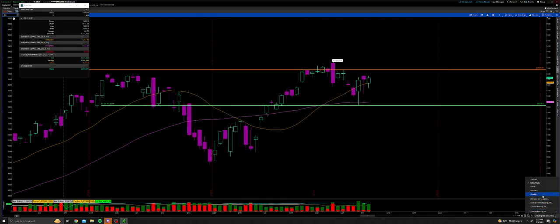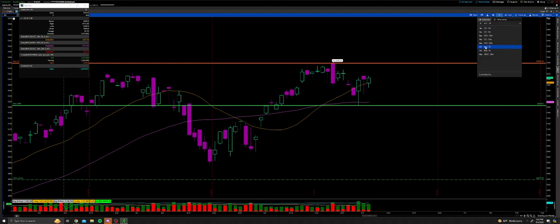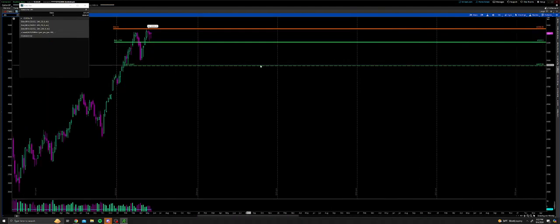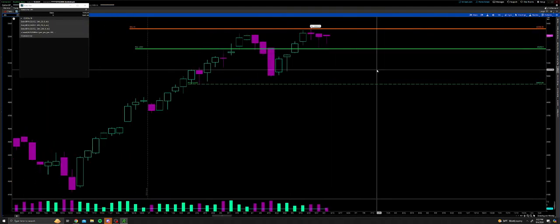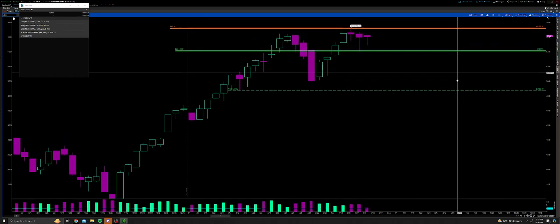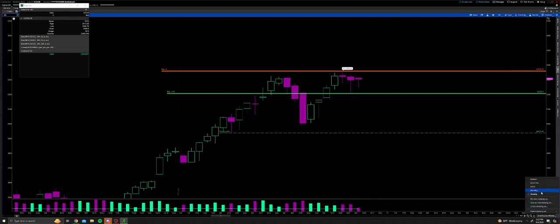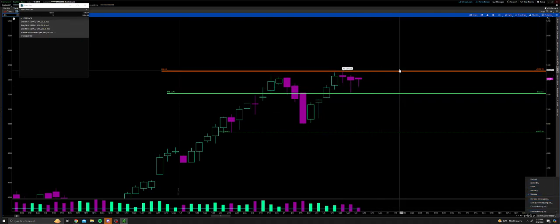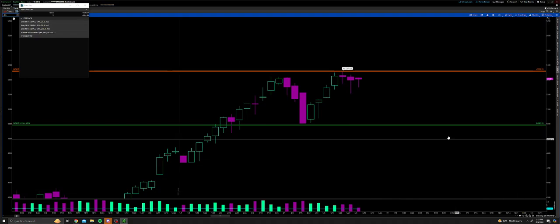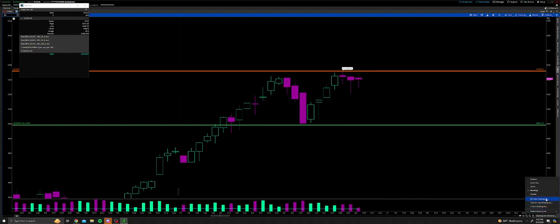Weekly is also in a whole lot of balance, doing a whole lot of chop, right? We need to get above 53.22. We really need to get above that level in order for us to test the balance high in both our weekly and our monthly time frames.